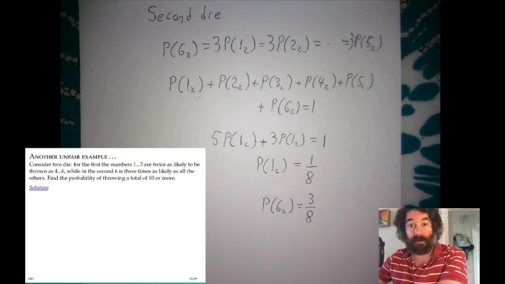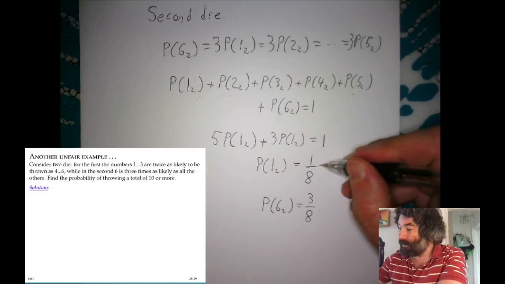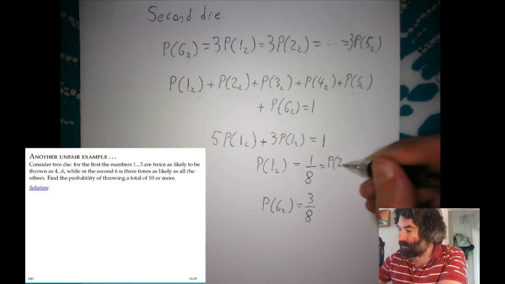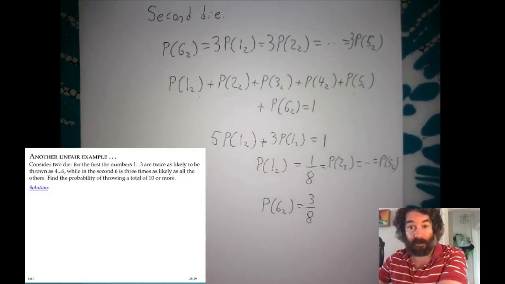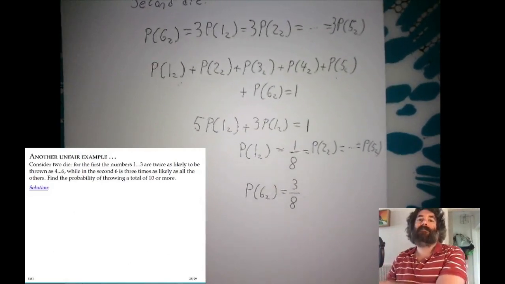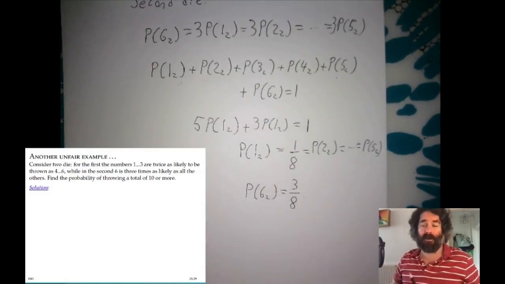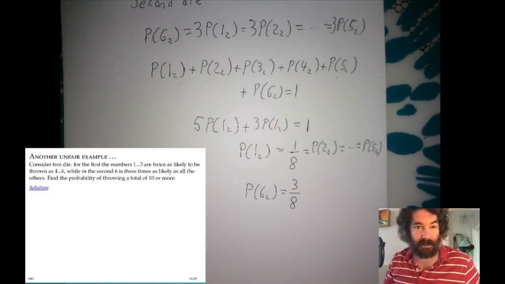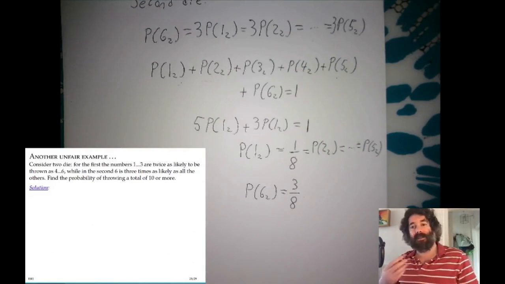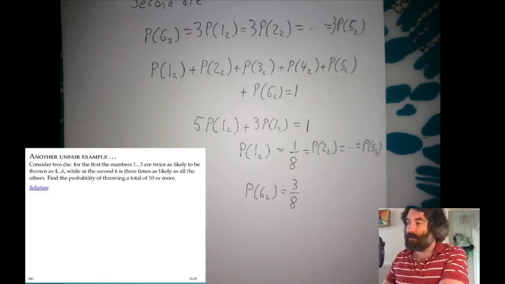Okay, so these are the probabilities of rolling anything on the second die. Let me just indicate this is the probability of rolling 2. Also the probability of rolling 5, or 3 or 4. Okay, so now we know the probability of all those outcomes of rolling particular values on either one of the dice. And so now let's consider the problem that we're being asked to do. What is the probability of rolling a total of 10 or more? So we need to consider all the outcomes that would give us 10 or more.